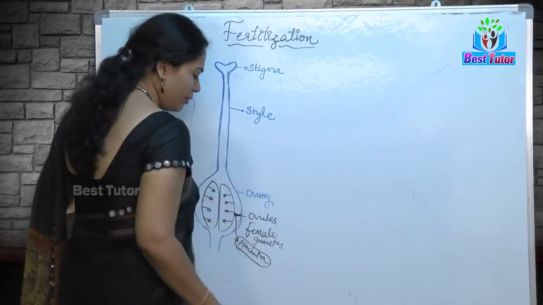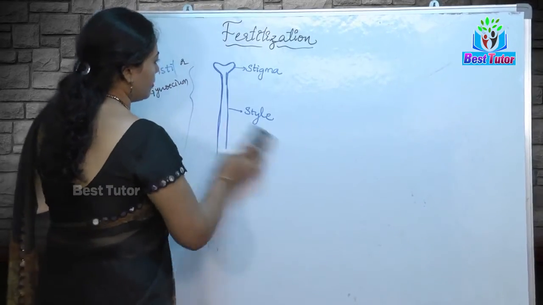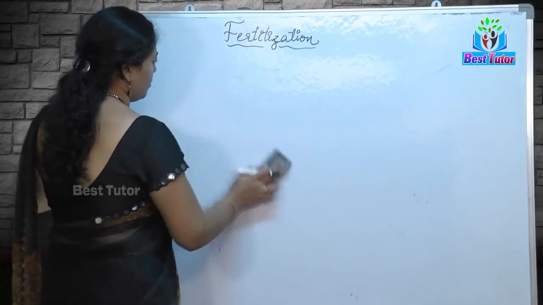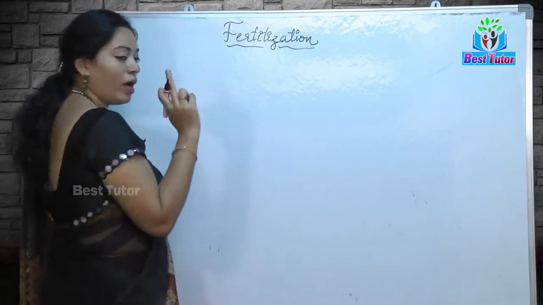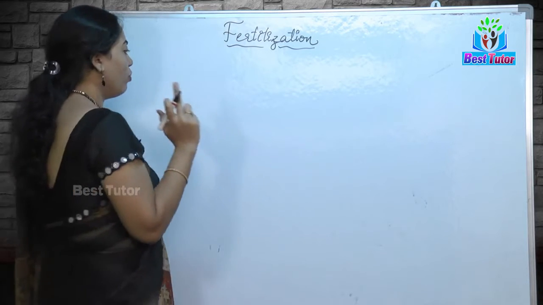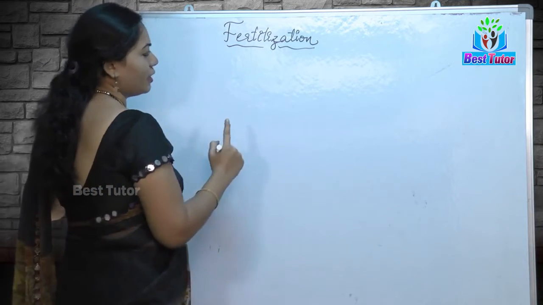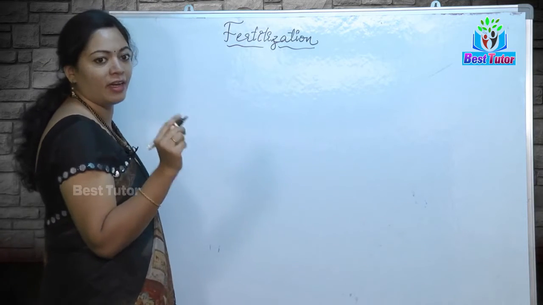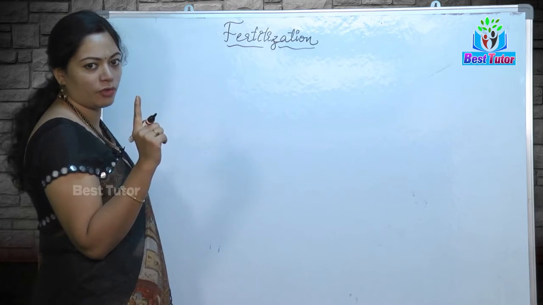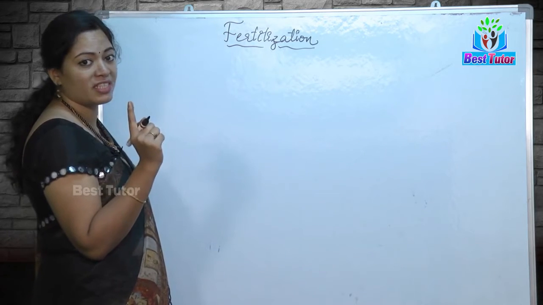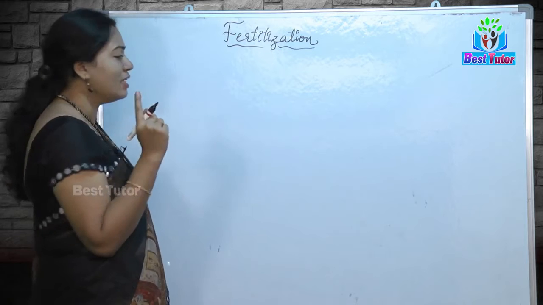Let's examine one ovary with one ovule, meaning only one seed. If one ovule is there, it gives rise to a one-seeded fruit. If more than one ovule is there, then it gives rise to a many-seeded fruit.